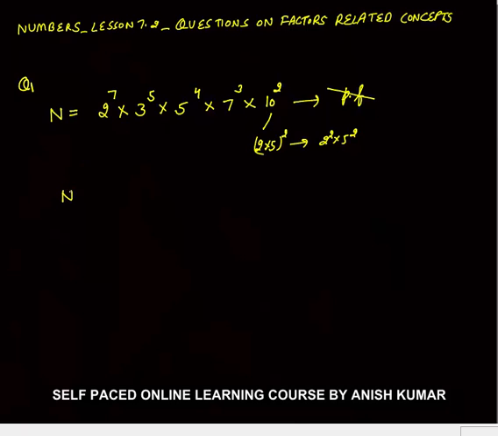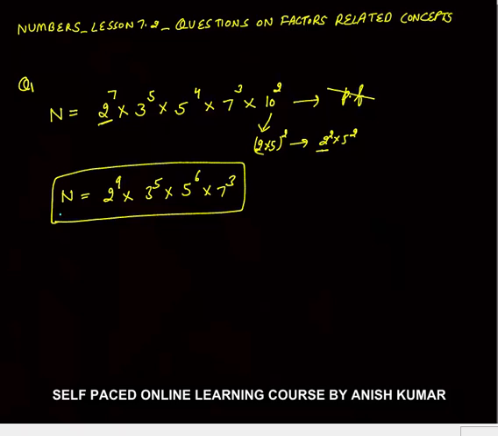So finally n will become how much? 2 square into 2 power 7, this becomes 2 power 9. 3 power 5 will be as it is. 5 power 4 into 5 power 2, because 10 square was in multiplication, this will become 5 power 6, and 7 cube. That will be my number. This is the number: 2 power 9, 3 power 5, 5 power 6 into 7 cube. Now this is the number for which we need to find all kinds of things we discussed in the previous lesson.